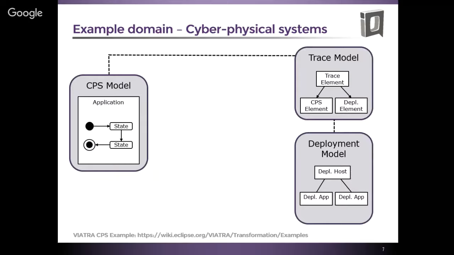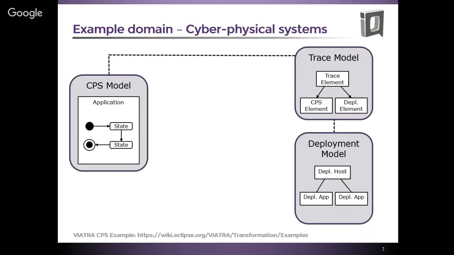To achieve this, it utilizes three different meta models. The first of them is the CPS model, which enables the user to describe cyber physical systems. Basically, a number of hosts, applications, and state machines that are responsible for describing the behavior of the applications themselves. After the CPS model is complete, it can be extended with certain deployment information, and this is contained by the deployment model.